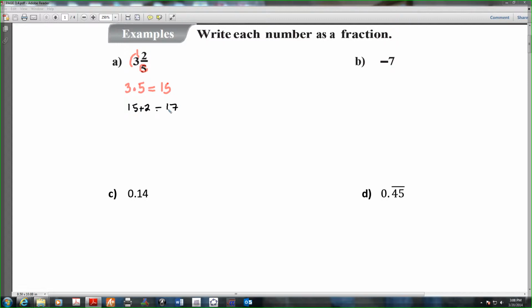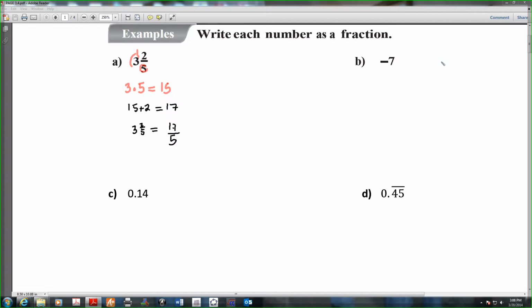So we're going to do 15 plus 2, and that is going to give us 17. Now that answer that we got, we're going to put it all over the same denominator that we had at the beginning of the mixed number. So our answer is 3 and 2/5 is the same as 17 over 5. And that is how we converted our mixed number into an improper fraction.